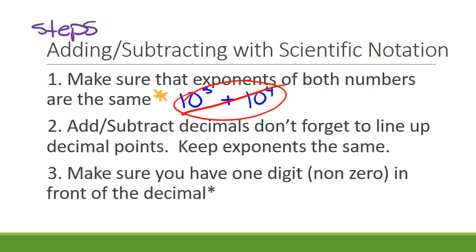Step 2, we want to add or subtract the decimals. And don't forget to line up your decimal points if you're doing longhand subtraction. But you can only do this when the exponents are the same. Step 3, make sure again that your number out front is between 1 and 10. You might have to move the decimal again.